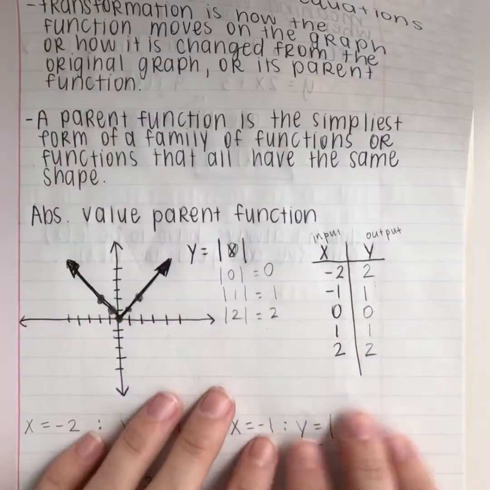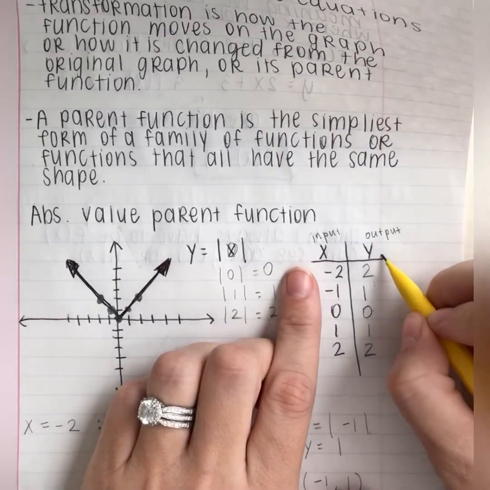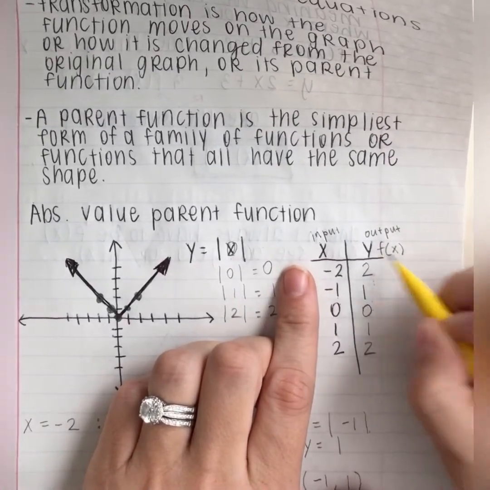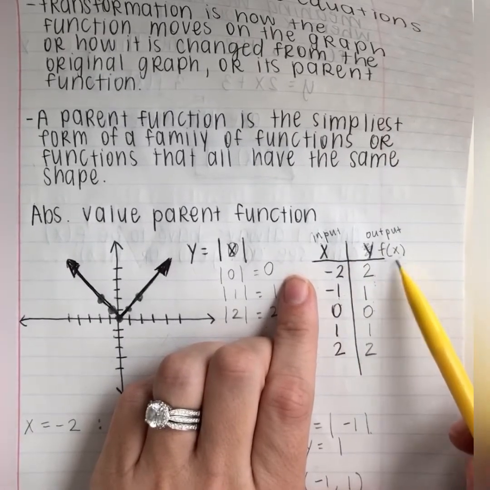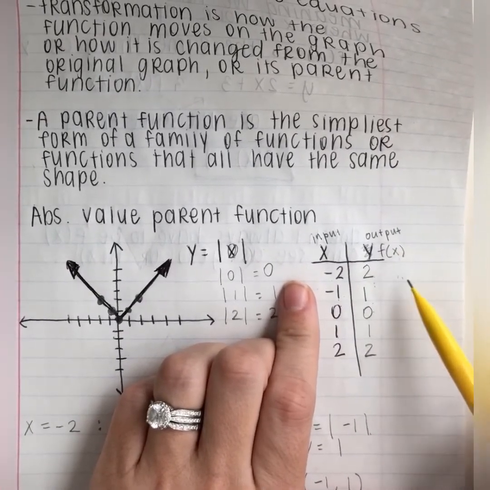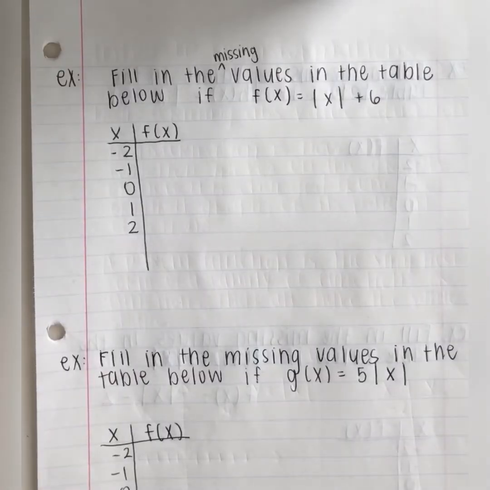So if we were looking at this table we made a second ago, I put y for this table, but I just as easily could have put f of x. A lot of the times you'll see tables where it says x and f of x, but f of x is just your y value. They're interchangeable. So for today's lesson, we're just hitting on the very basics, just introducing it, okay?